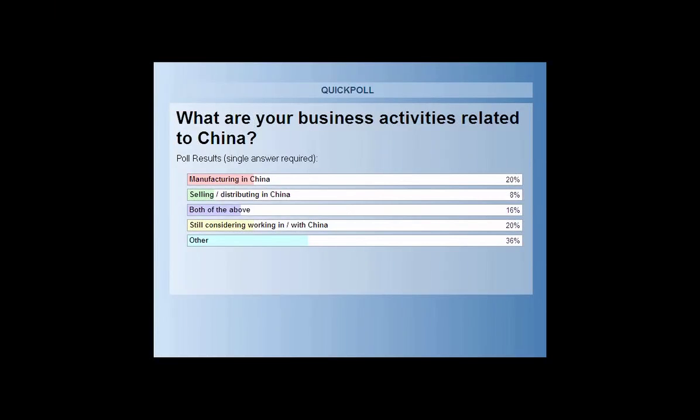Because currently we have, it seems, 20% of you that manufacture in China, 8% of you who are selling and distributing in China, 16% are doing both, 20% are still considering working in or with China, and 36% seems to be another option. So don't hesitate to reach out to Jay and Ben and tell us what that other side of your activities with China is. So it's quite a fair spread there, Maarten, right?